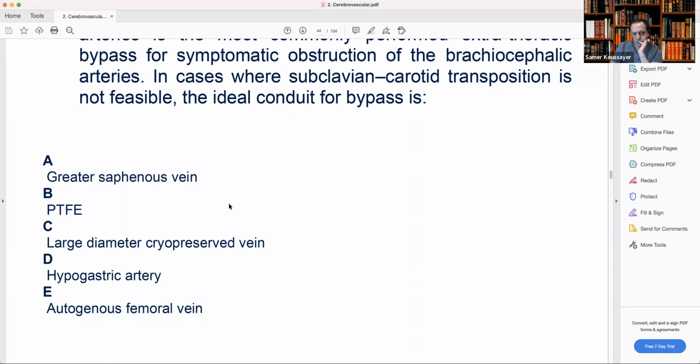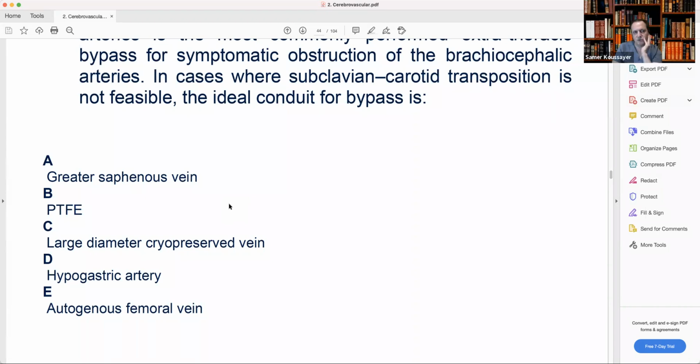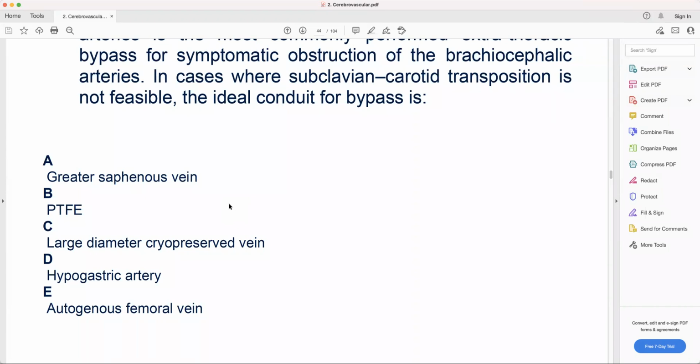Patency rate is not more than 1 year, so they are not good for any kind of bypass. Hypogastric artery, we don't use it, it's small. Autogenous femoral vein, no, we don't do it, right? Just think about what we do really. Why should you go to the hypogastric artery?